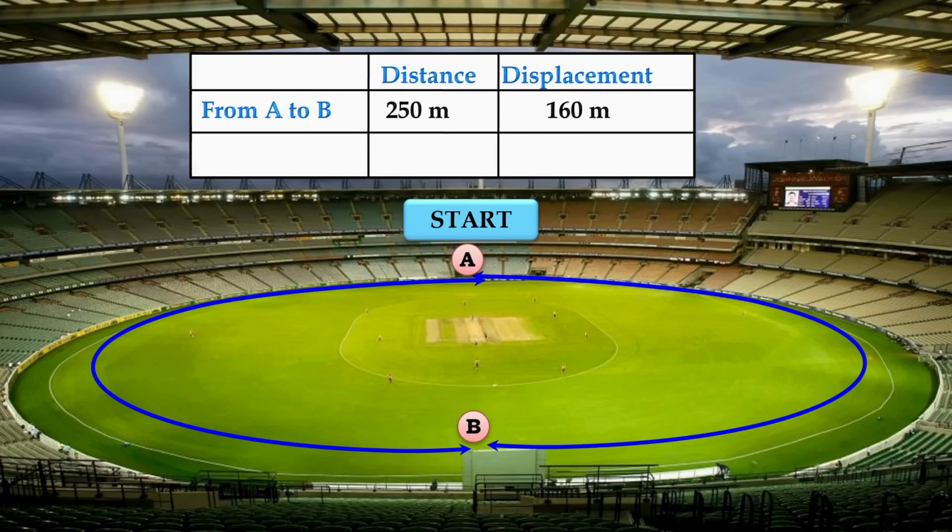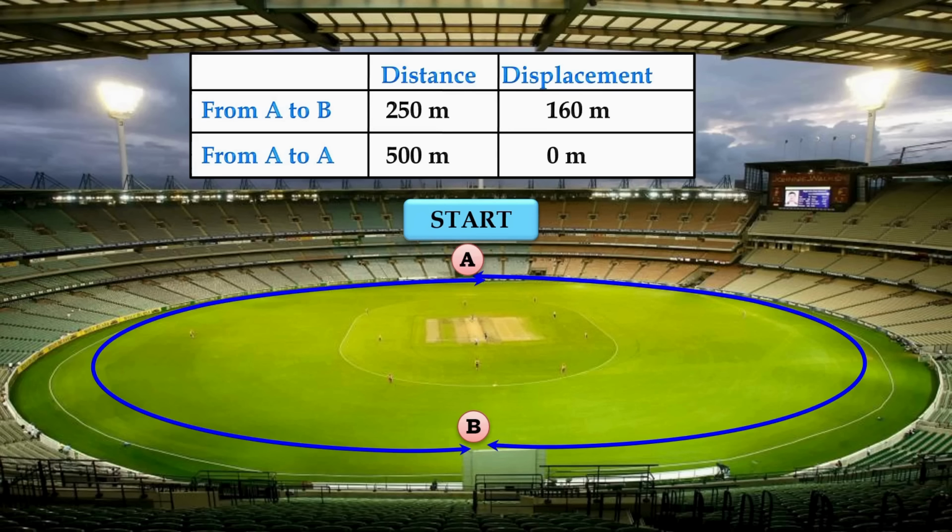Case 2, from A to A. Now look at the second case. The object starts from point A, moves along a path, and finally returns to point A. The distance covered is 500 meters. This is the total length of the path traveled. The displacement is 0 meters. This is because the initial point and final point are the same. Even though the object has moved, the displacement becomes 0 because there is no change in position.